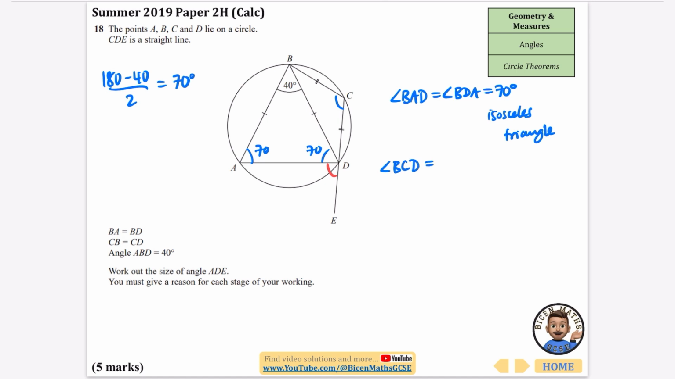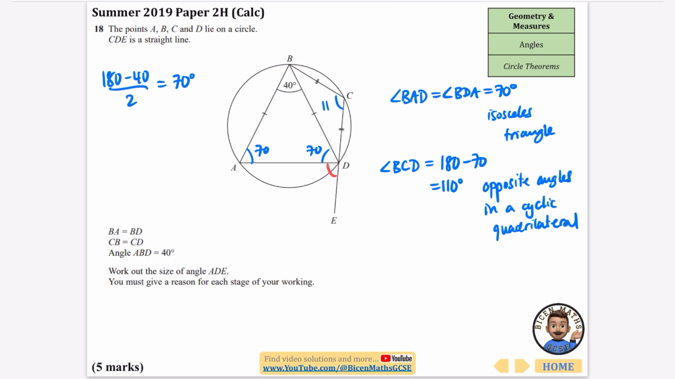They're not equal to each other, excuse me. The opposite angles in a cyclic quadrilateral add to 180. So this one and this one need to add to 180. So I'll do 180 take away 70, which is 110. And this is because they are opposite angles in a cyclic quadrilateral, and they are looking for all of those words that we have there.